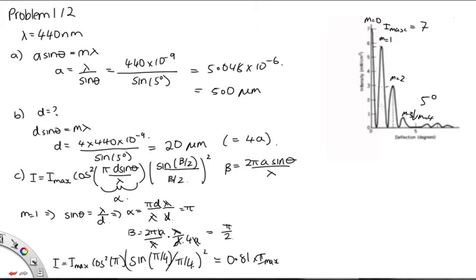And then the I max we said was 7 approximately, so this should be approximately equal to 5.7. And if we look at this, you can see this is approximately 5.7, that's just below the 6. So that one is correct.